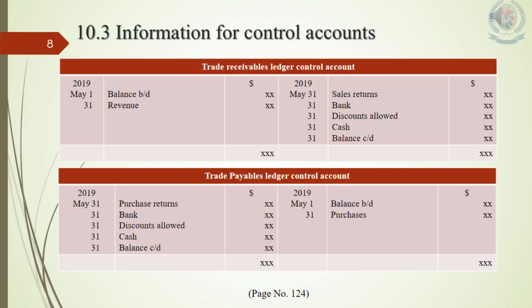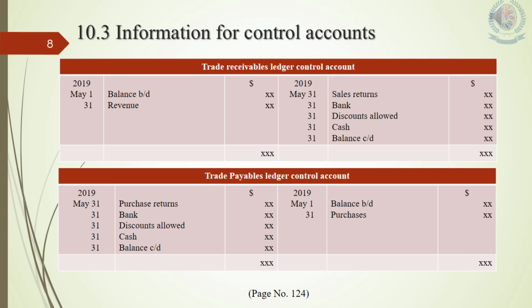10.3 Information for control accounts. Now we will see from where we get information for the control accounts. First, the trade receivables ledger control account. The opening balance for the account would be taken from the closing balances of the trade receivables in the previous year added together. Credit revenue would be taken from the total of the sales day book.